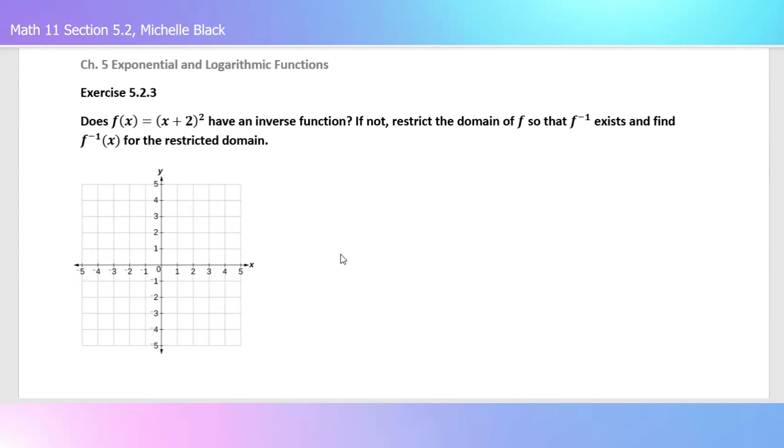Exercise 3. Does f of x equals x plus 2 squared have an inverse function? If not, restrict the domain of f so that f inverse exists and find f inverse of x for the restricted domain. Well, we just showed a second ago that when you're a parabola, you do not pass the horizontal line test, right? And this is a parabola. This is a degree 2 polynomial. So I have a feeling that this does not have an inverse function. But let's just look at the graph. So this is a parabola, our normal parabola, but shifted left by 2. So something like this.